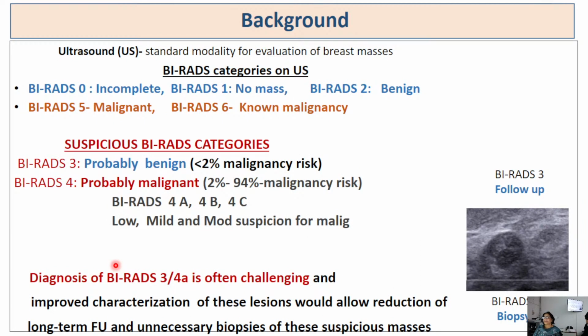As we all know, ultrasound is used very widely for evaluation of breast masses. BI-RADS categories which are assigned describe the masses as well as provide recommendations for their management. Out of all the BI-RADS categories, the suspicious categories are 3 and 4. BI-RADS 3, which is probably benign, has less than 2% malignancy rate and is recommended regular periodic follow-up. BI-RADS 4, which is probably malignant, has a wide range of malignancy, ranging from 2 to 94%, and BI-RADS 4A in particular has low suspicion for malignancy. So the diagnosis of these masses is often very challenging in clinical practice.